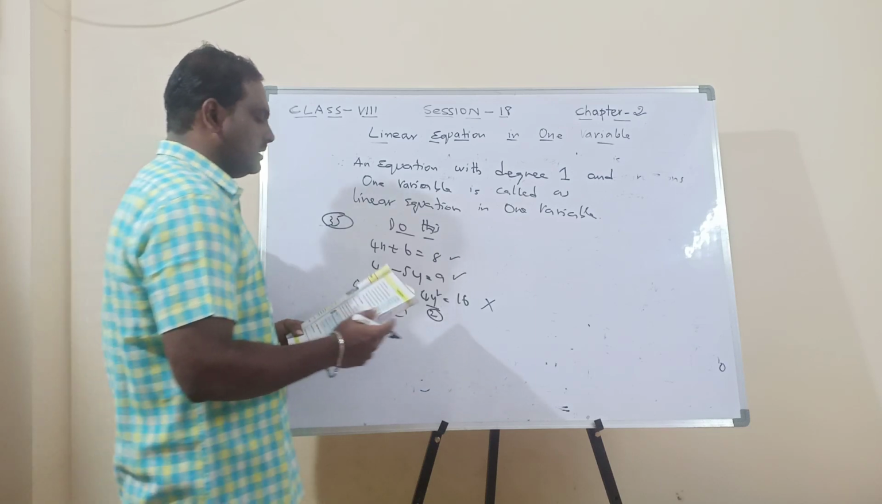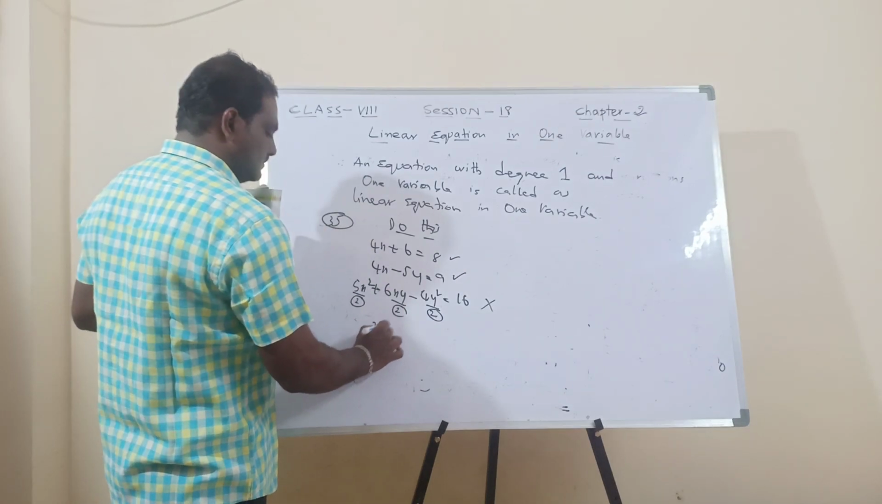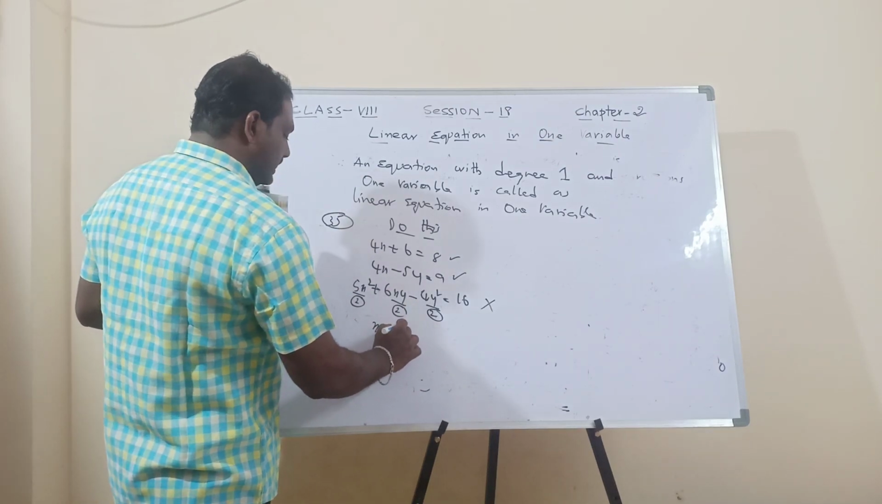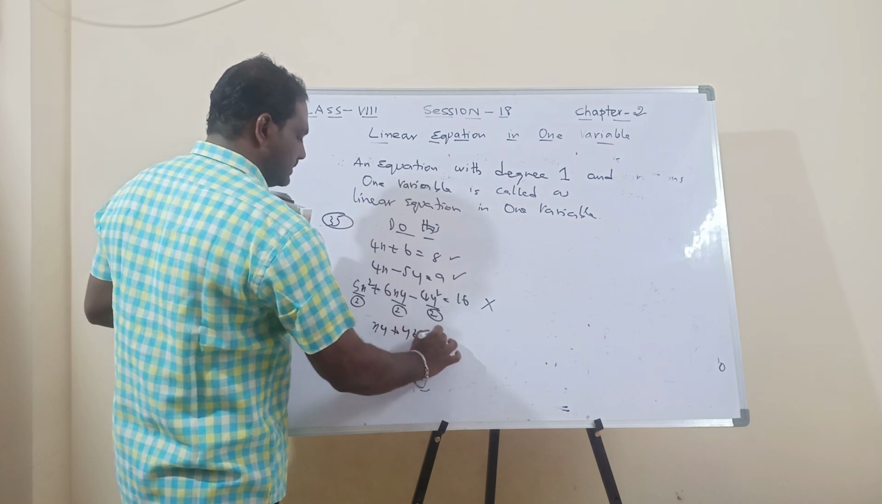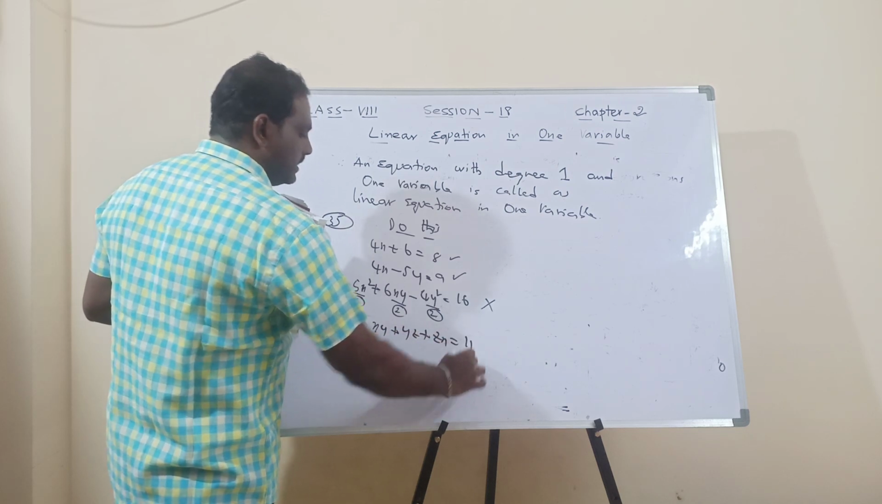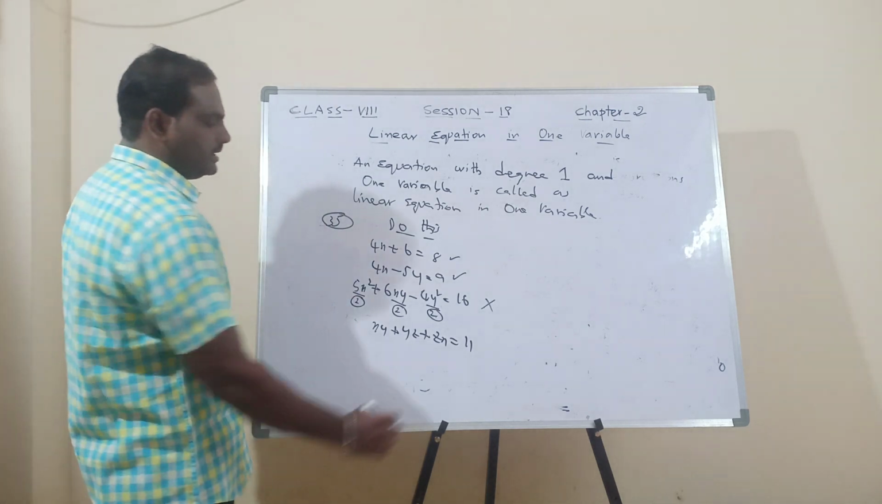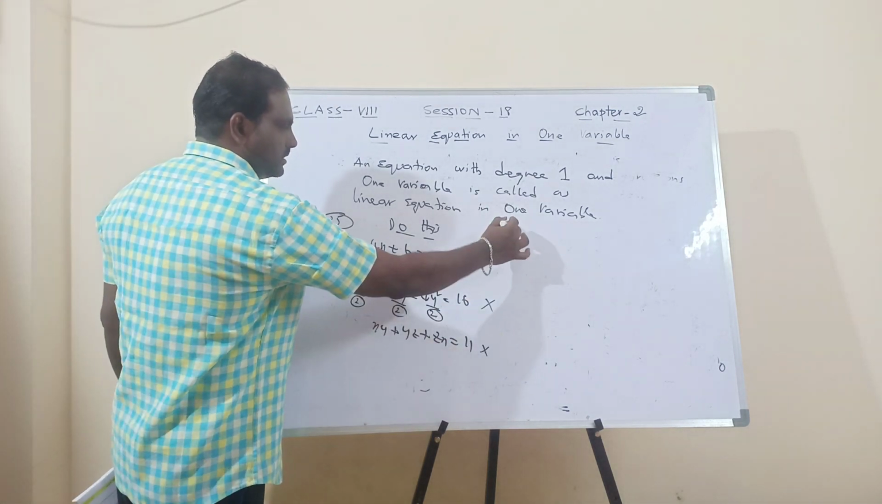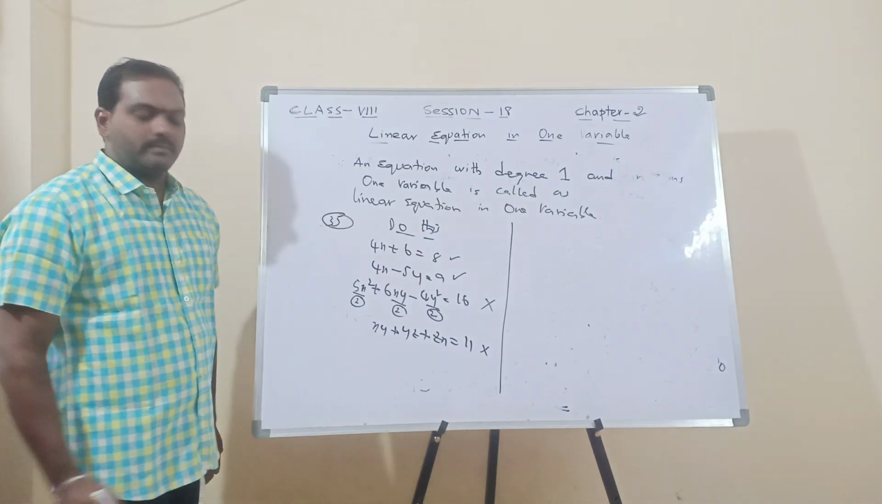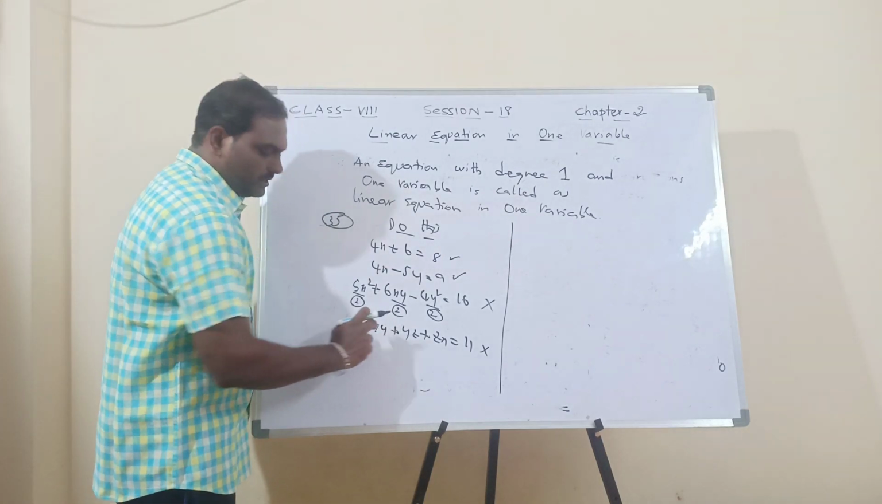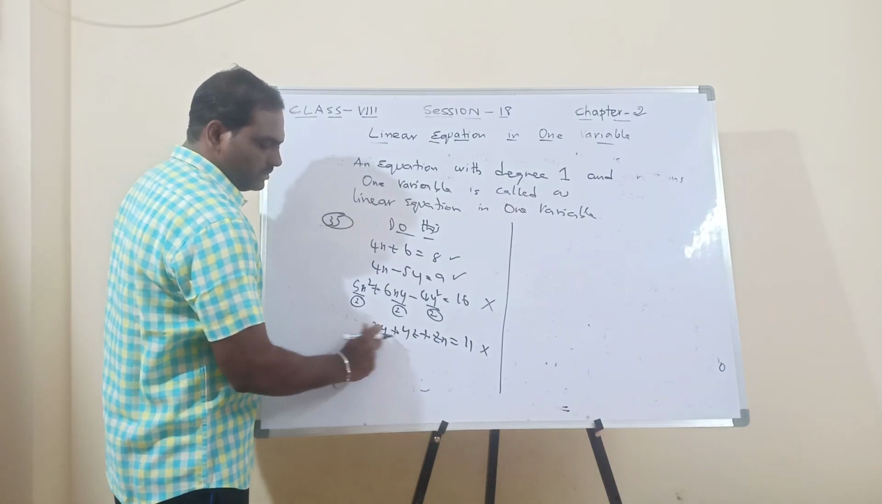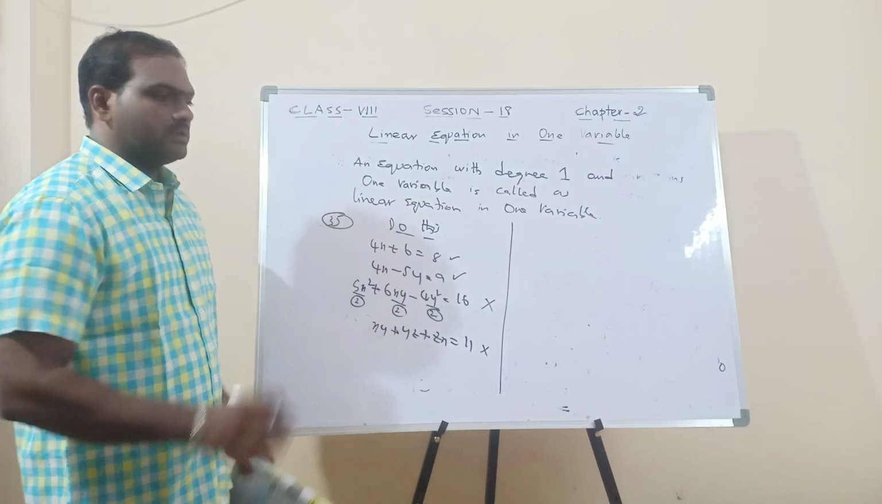Now coming to the next one, xy plus yz plus zx is equal to 11. So is it a linear equation or not? No, it is not. It is also not a linear equation. So why? What is the reason? x and y. So what is its degree? It's 2, 2, 2. This is also not a linear equation.